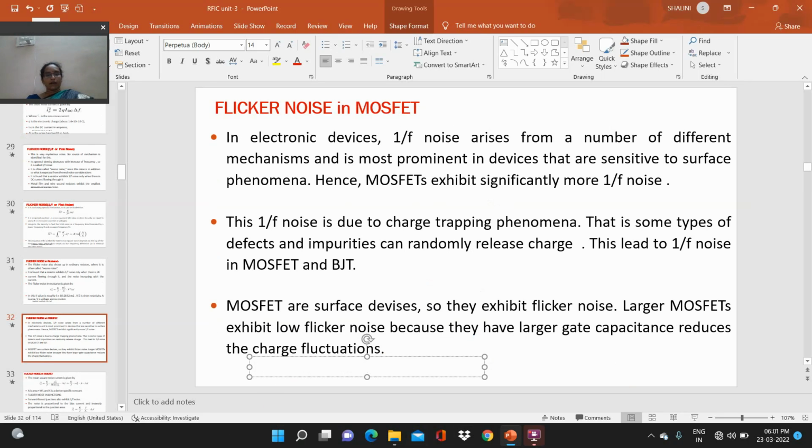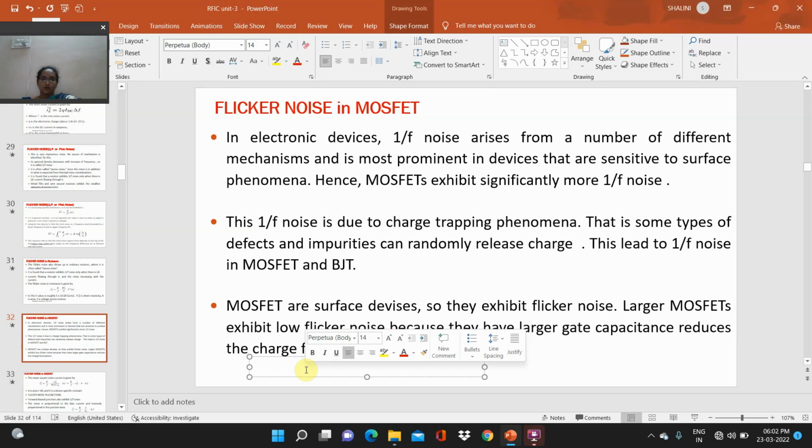In electronic devices, 1 by f noise arises from a number of different mechanisms and is most prominent in devices that are sensitive to surface phenomena. Hence, MOSFETs exhibit significantly more 1 by f noise. This 1 by f noise is due to charge trapping phenomena.